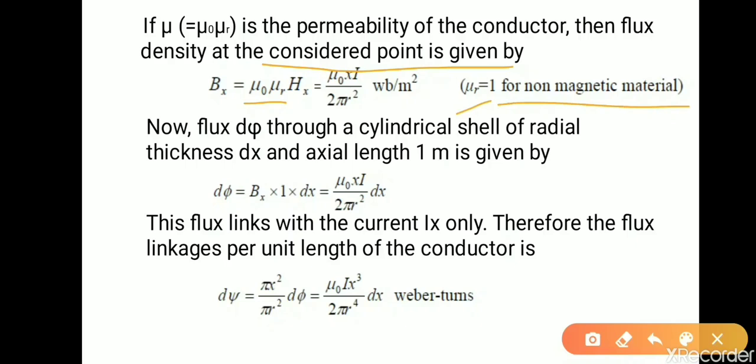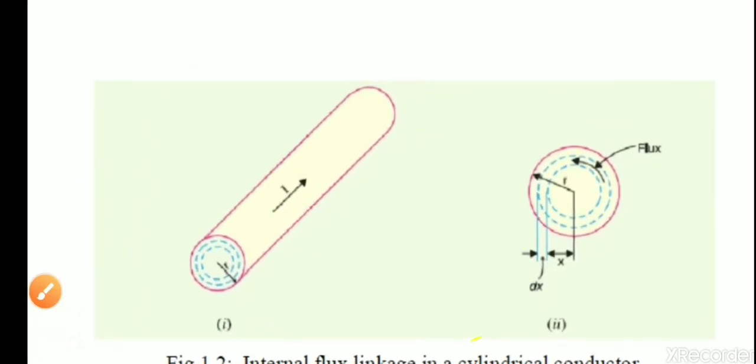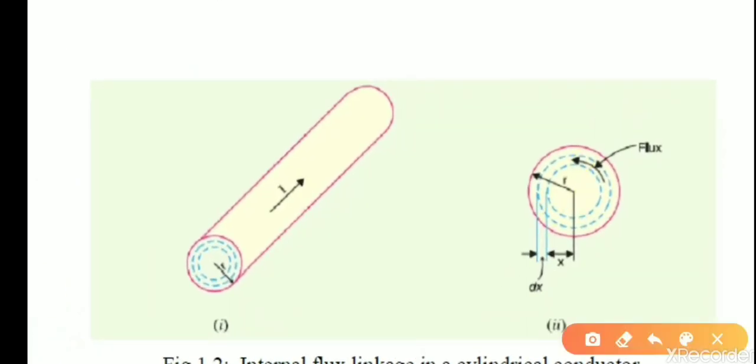So we will obtain mu naught x I divided by 2 pi r square, weber per meter square. Now the flux d phi through a cylindrical cell of radial thickness dx and axial length 1 meter is given by, in this figure, if I zoom it so that I can show you, at a distance of x from the center of the conductor, that is dx, a flux will develop in the closed concentric circle. That will be what? d phi.